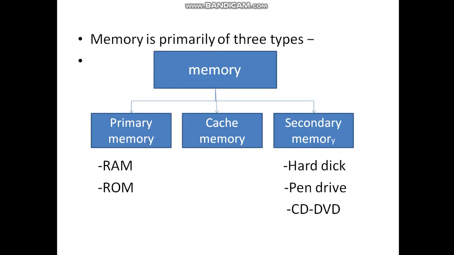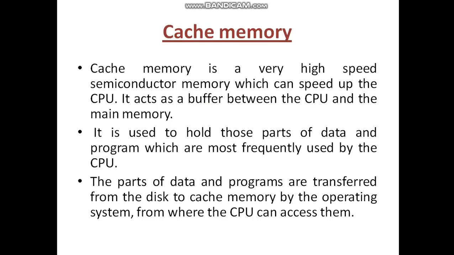Memory is primarily of 3 types. First is primary memory. It has RAM and ROM, random access memory and read only memory. Next is cache memory. Third is secondary memory, which includes hard disk, pen drive, CD, DVD. Primary memory is internal memory and secondary memory is external memory.